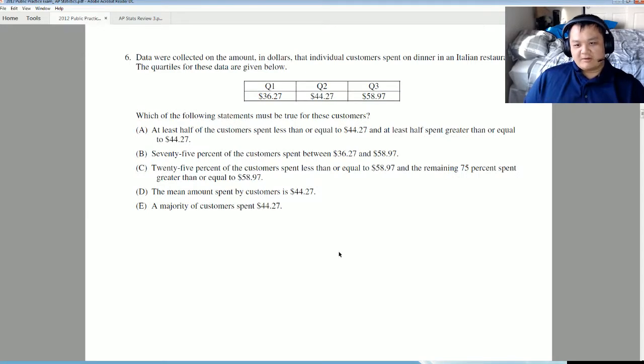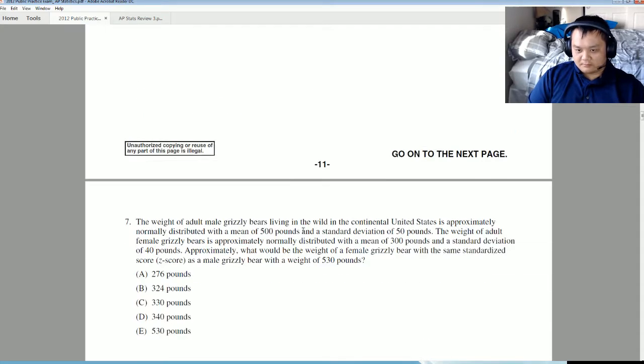Or wait, are you allowed to say E? A majority of the customers spend 44.27. No. Why? Maybe, I mean, you don't know. What does the majority refer to? At least half of the population. The majority is sometimes used to describe the what? Mean, median, or mode. Mode. All right. Okay.